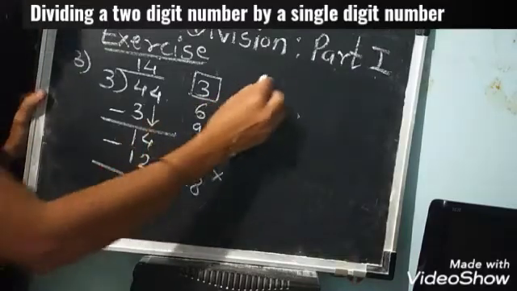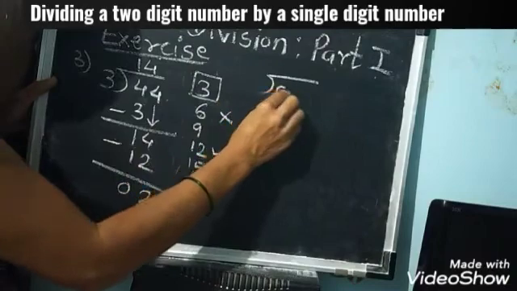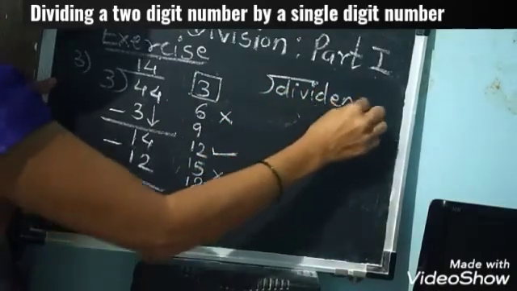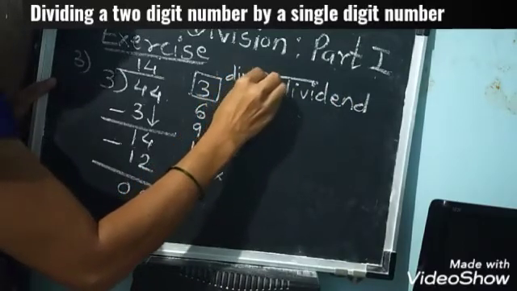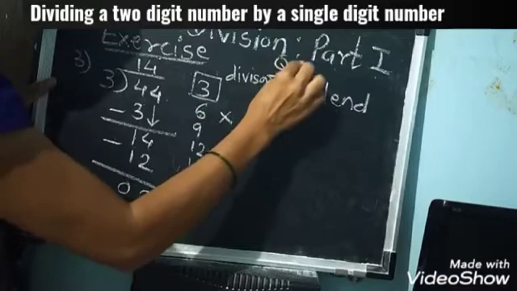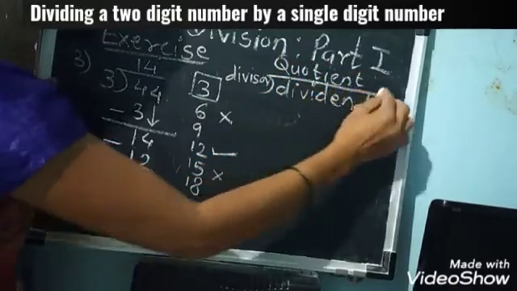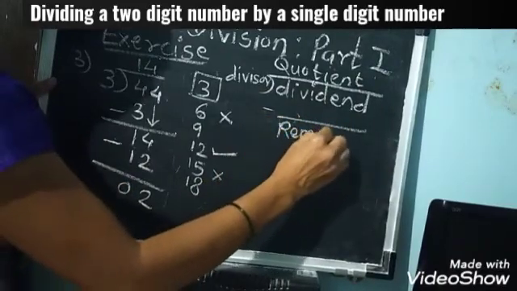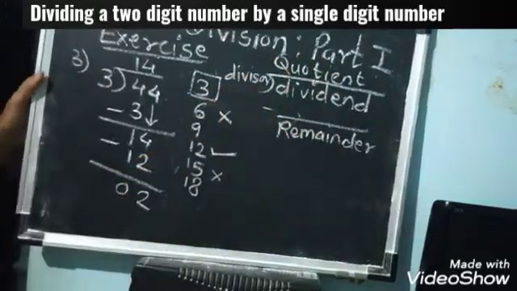Now I have told you before this video, here what is the name of this place? Dividend. Here divisor. Here quotient. After subtraction, what remains? It is called the remainder. Okay. Did you understand these names of places?